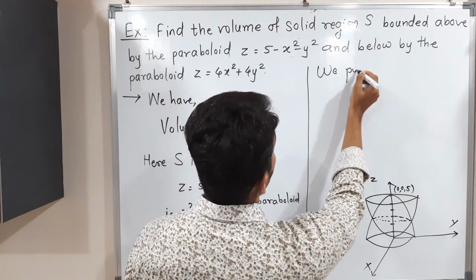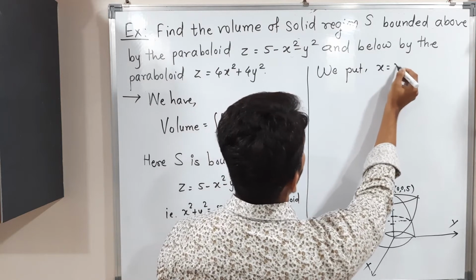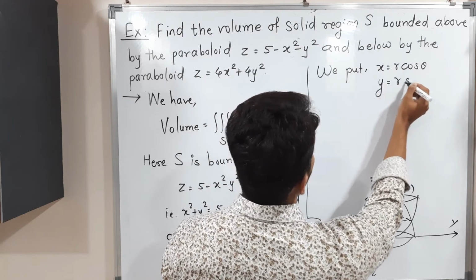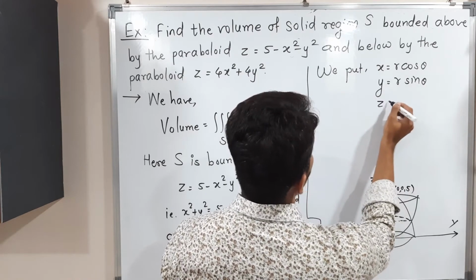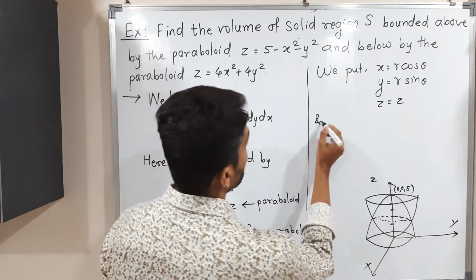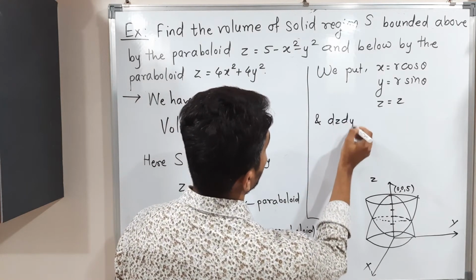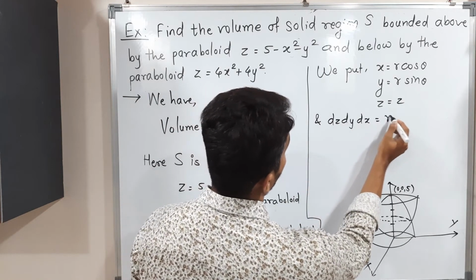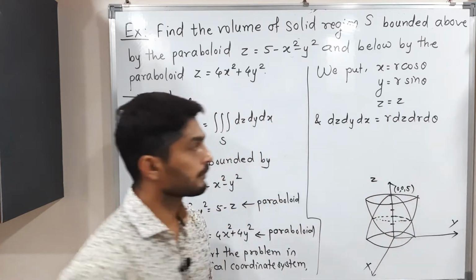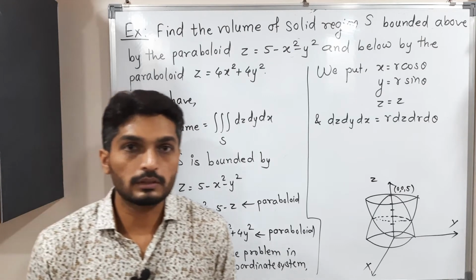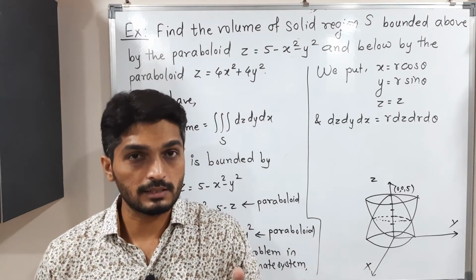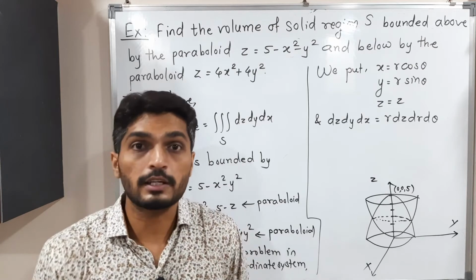You remember what we put: x is equal to r cos theta, y is equal to r sin theta and z is equal to z. And if you put this, we will have dz dy dx is equal to r dz dr d theta. When we convert a problem into the cylindrical coordinate system, our first task is to convert the equations into cylindrical coordinates.